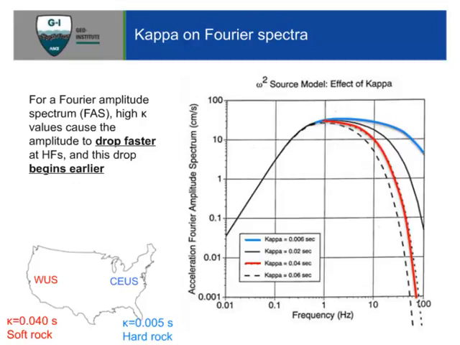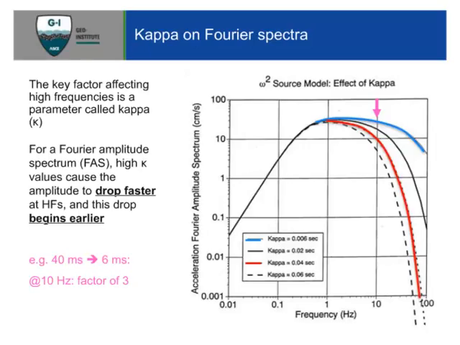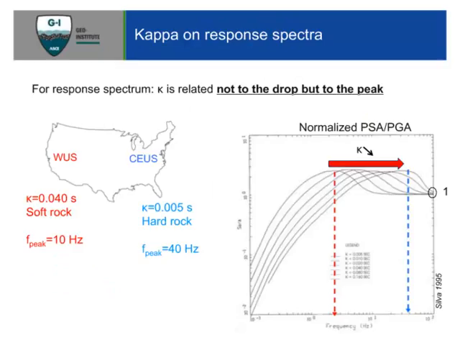So looking at the plot, you're moving from the red to the blue line. And if you look at around 10 hertz, that gives you about a factor of 3 of a difference depending on the kappa value you assume you have, which is a relatively large value probably. So that was the Fourier spectral domain.